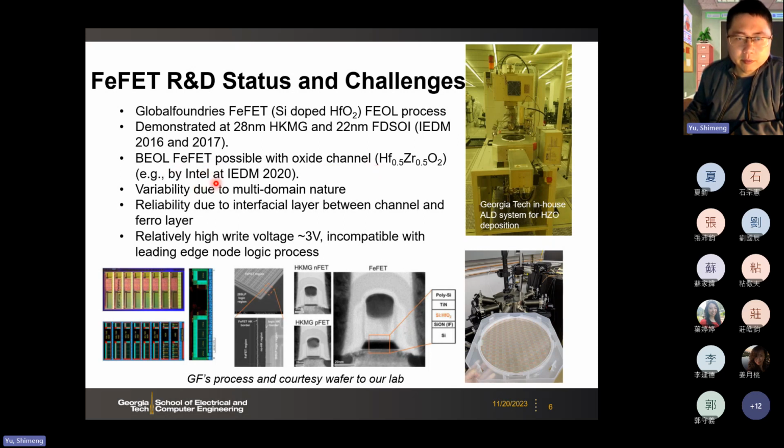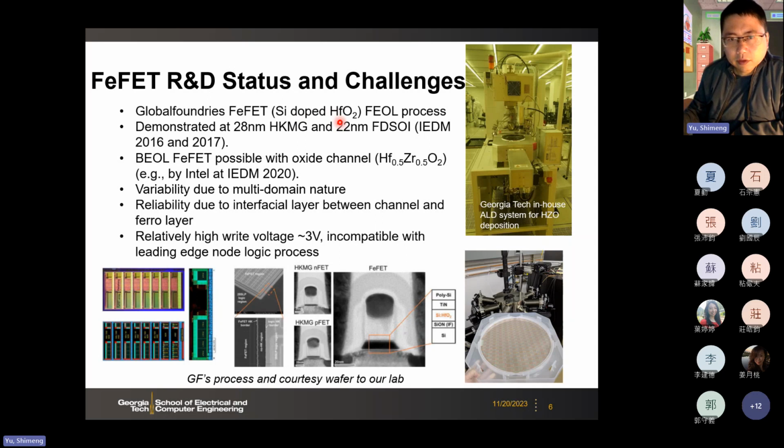For example, Intel reported a paper, IEDM 2020, with this back-end line approach. So here, I would say that for the front-end line integration, mostly you have to use this silicon-doped hafnium oxide. The reason is that the silicon-doped hafnium oxide needs a very high temperature to anneal into the crystalline phase, as I said earlier. So if you do nothing to the hafnium oxide as fabricated, it will be in an amorphous state, which is used in the logic transistor today.